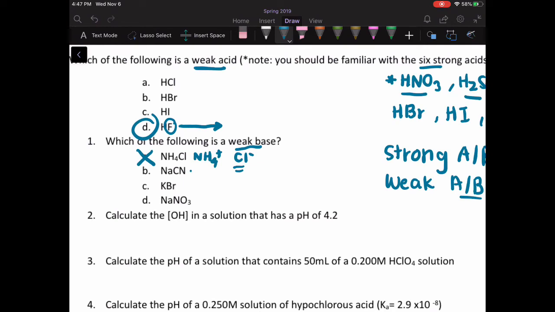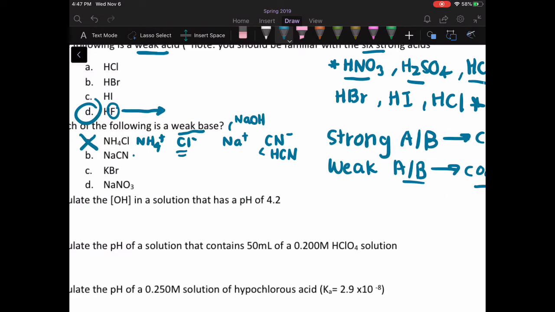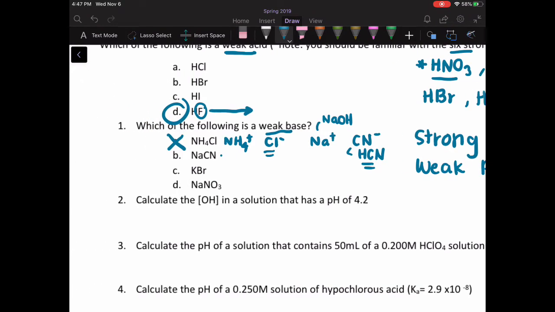Sodium cyanide comes from Na positive and CN minus. This sodium is going to be the conjugate of sodium hydroxide, and the cyanide is going to come from hydrocyanic acid. And look, this isn't on my list of strong, so that means that this is weak. So that means this is a weak base. And because this sodium hydroxide is strong, that means sodium's neutral. So I can go ahead and circle B, but I want to just confirm the other ones.